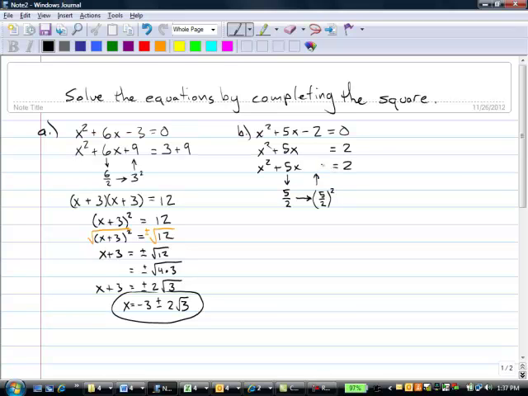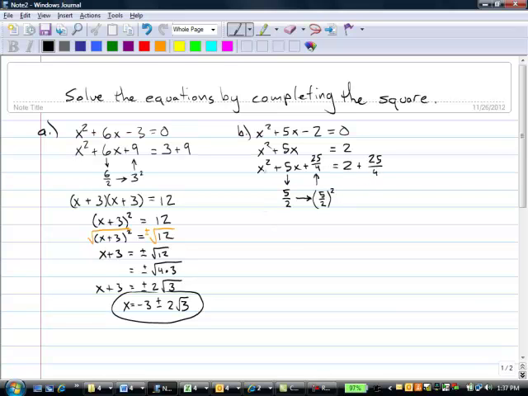And so the result is going to be, I'm adding the result, and it's going to be 25 over 4. That's what it means to square 5 over 2. 5 squared is 25. 2 squared is 4. And because I've added something to the left side, I need to keep the balance and add it to the right side as well.